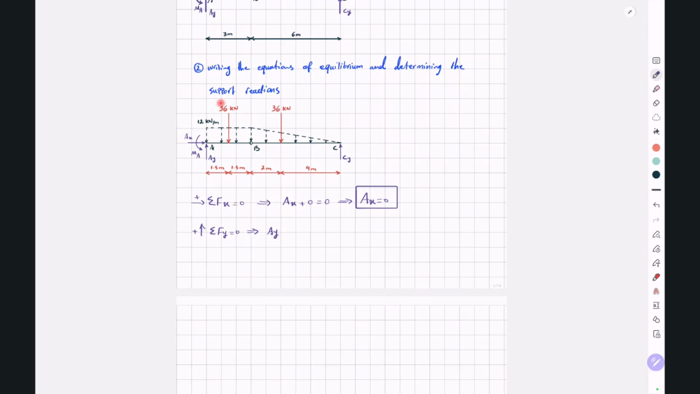If we take the moments around any point along the beam, for example this point A, we can say sigma MA equal to 0 this direction.